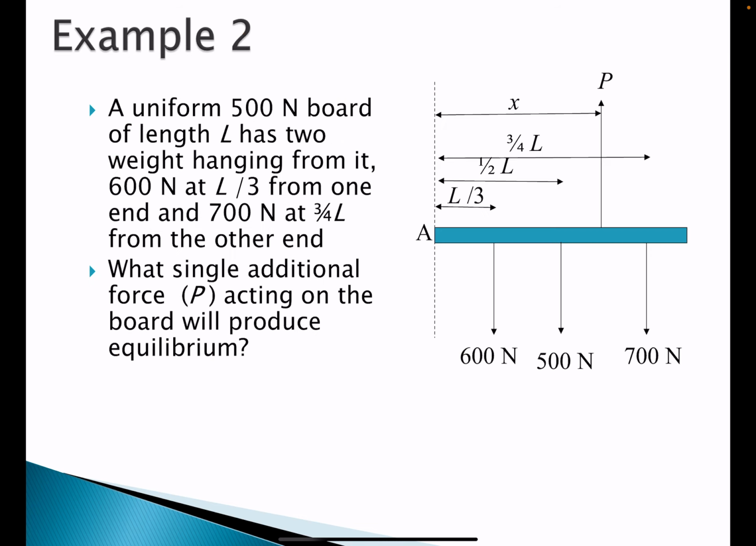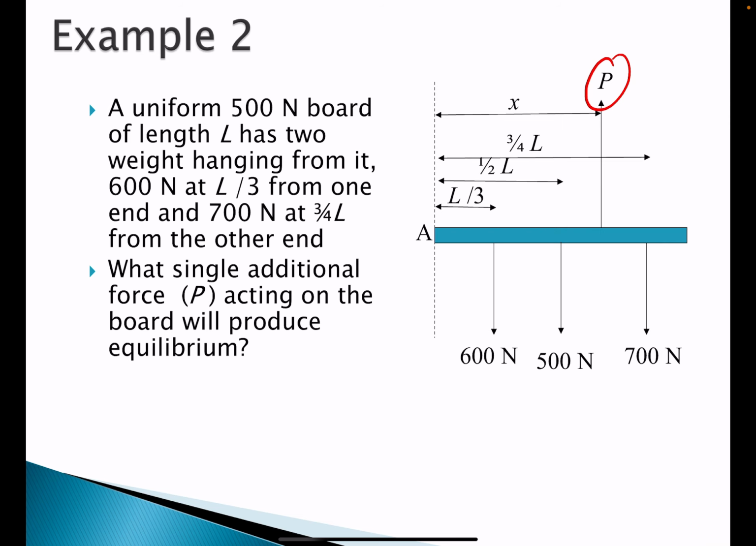Okay, so we move on to example 2. A uniform 500 Newton board of length L has weights hanging from it, 600 Newton at L over 3 from one end and 700 Newton at 3 over 4 L from the other end. What single additional force P acting on the board will produce equilibrium? So you need to find this P.